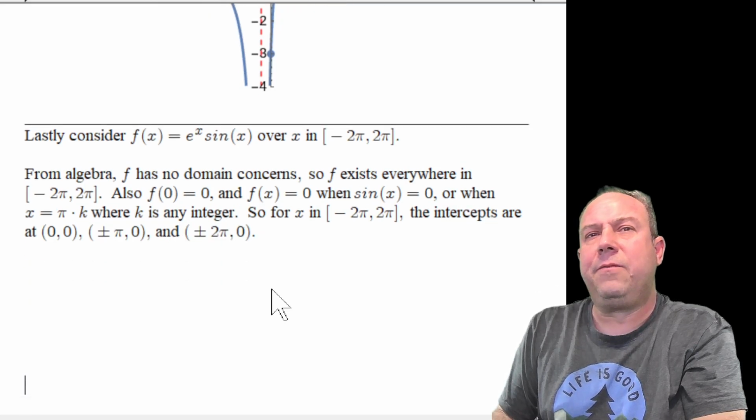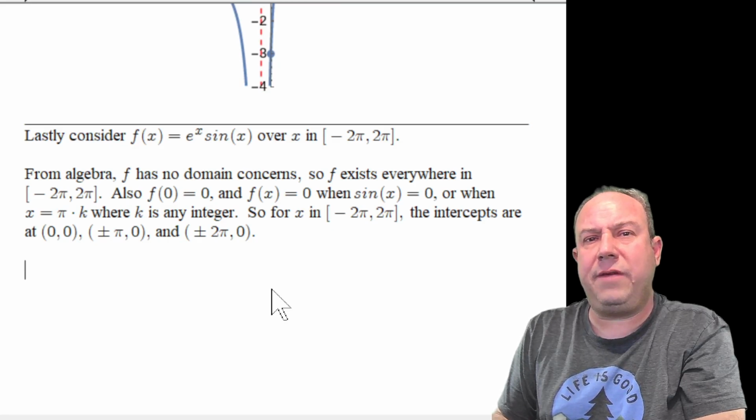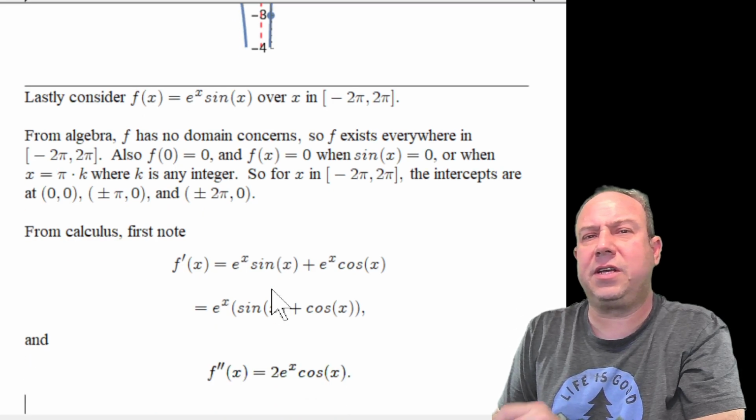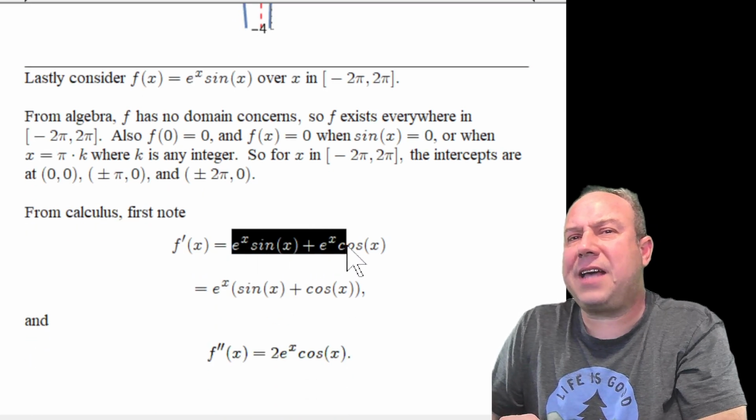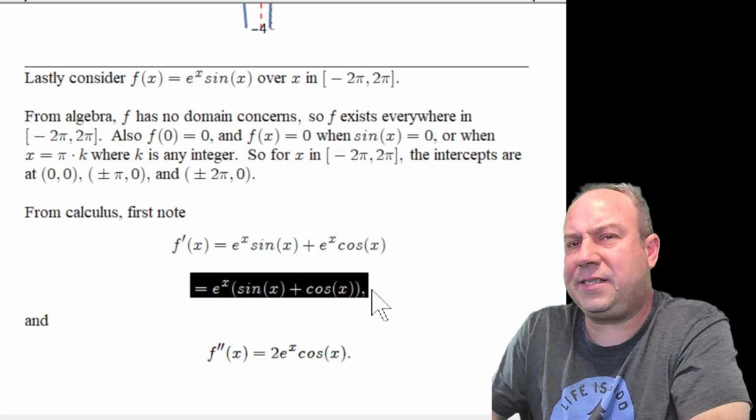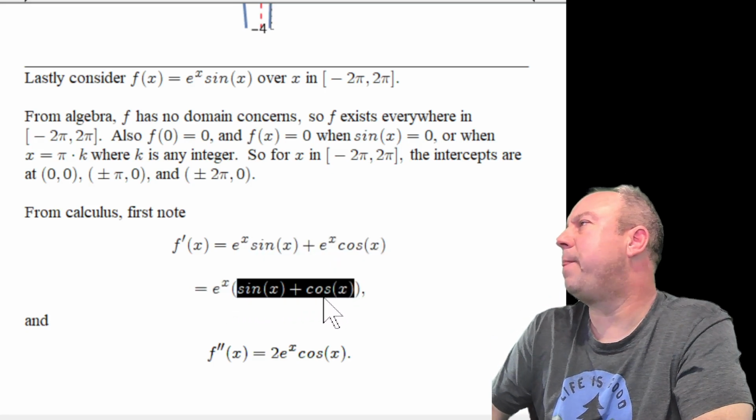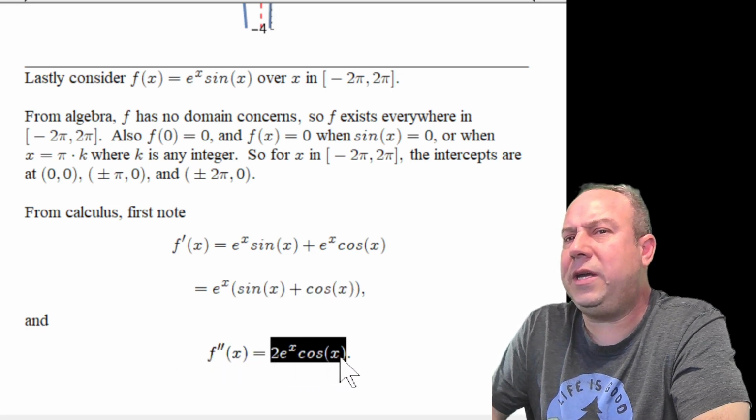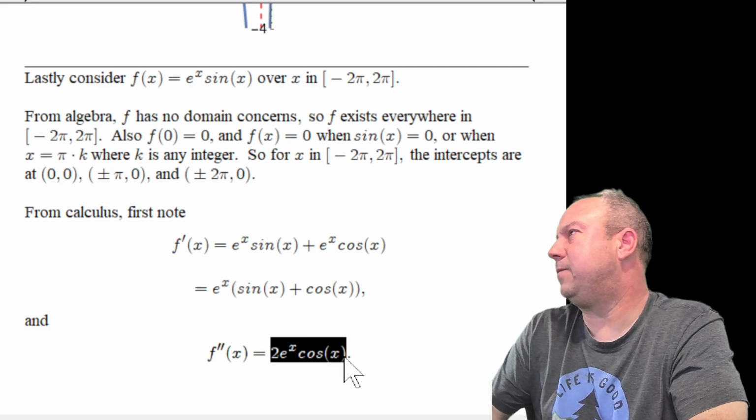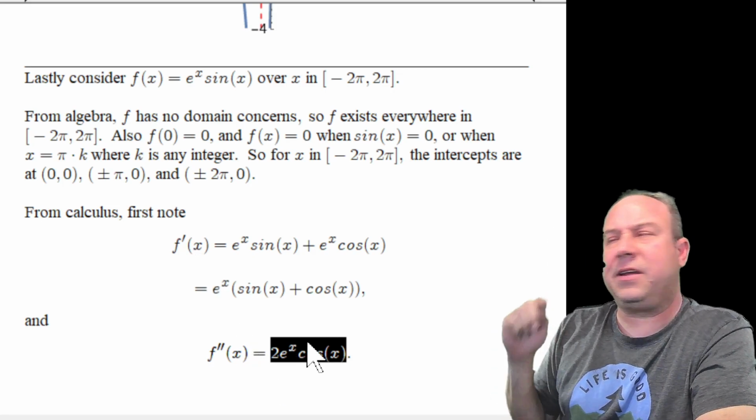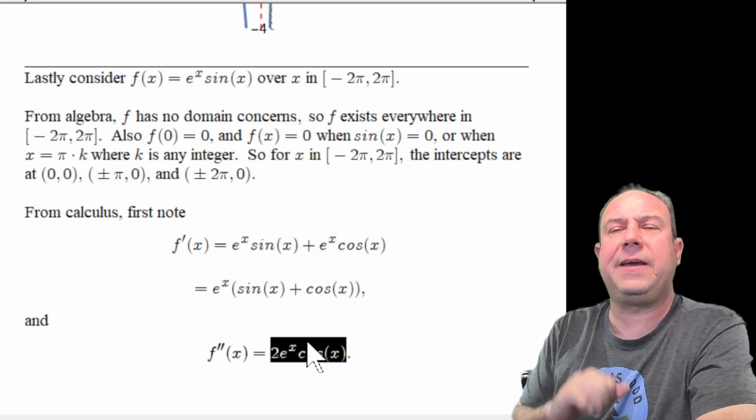Now, if we take the derivative of this function, the first derivative is going to give us e to the x sine x plus e to the x cosine x, which is e to the x times the quantity sine x plus cosine x. And if we go further and find the second derivative, that's going to give us 2e to the x cosine x. Both of these functions exist everywhere in the interval from negative 2 pi to 2 pi.